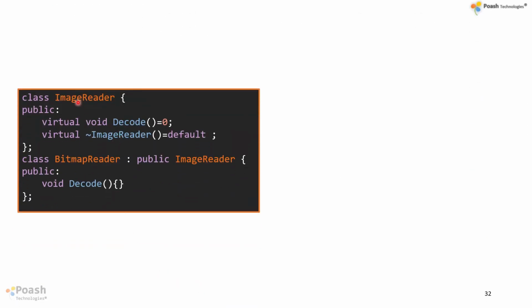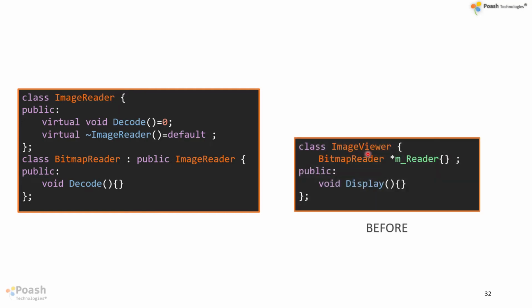In this example, there is a hierarchy of image classes. The base class ImageReader provides a behavior through which an image can be decoded. And we have added a class called bitmapReader. And this class can read the bitmaps from the disk, and then that data can be displayed on the screen. The image data is displayed through this class called ImageViewer. And this ImageViewer uses the bitmapReader and displays it on the screen.